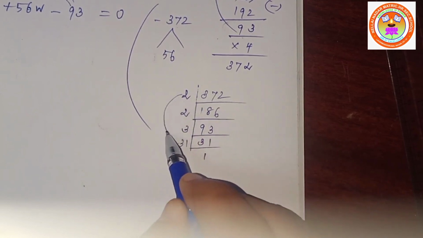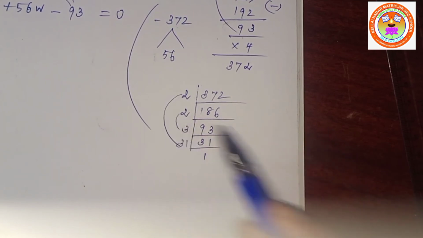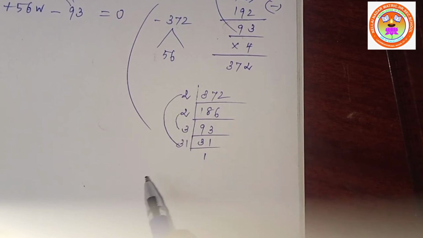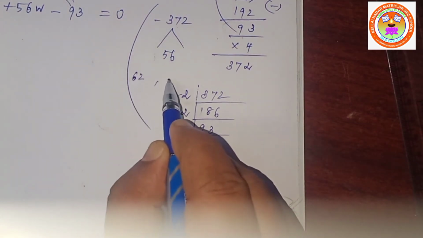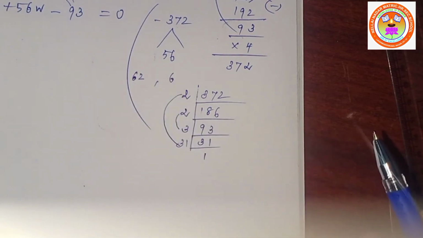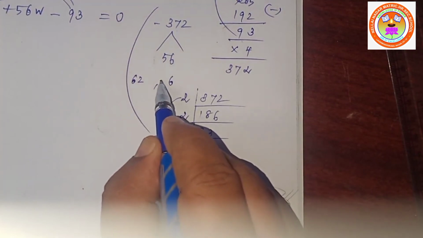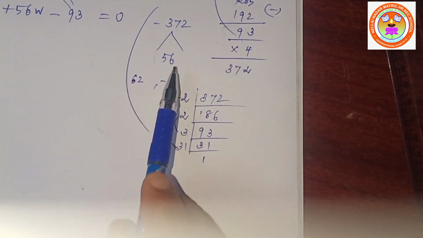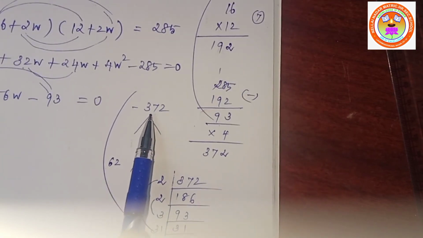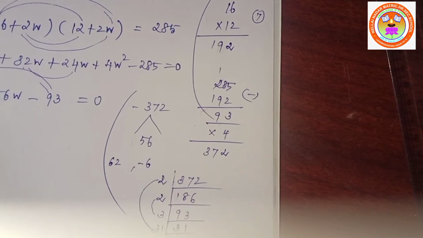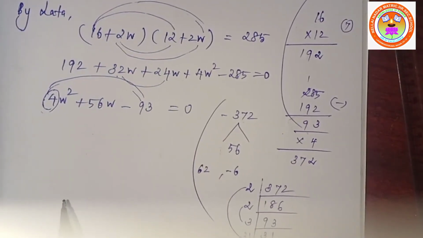I take these two. 31 into 2, that is equal to 62. 2 3s are 6. 62 and 6. I write here 62 and 6. For getting 56, we have to introduce minus for 6 only. 62 minus 6, that is equal to 56. If you multiply the two numbers, definitely we will be getting minus 372. Since it is a quadratic equation, we can find the values of W directly.